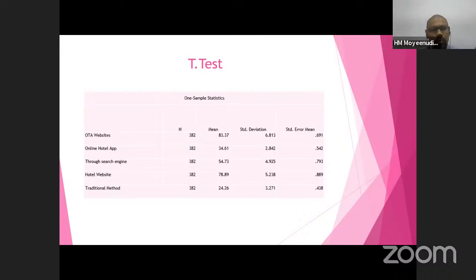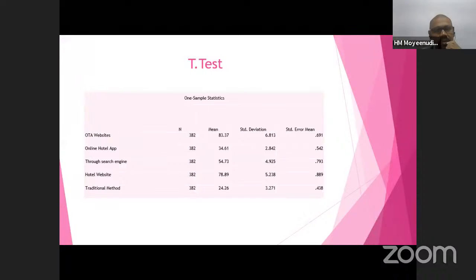We have taken the sources, the modes of reservation in the hotel industry: OTA websites, online hotel app, that is a mobile app, search engine optimization, and then hotel website and traditional method of marketing. All these parameters we have taken, and out of that we have seen that online travel agents have provided the maximum occupancy, with a mean of 83.37, and a lower standard error of around 0.69.